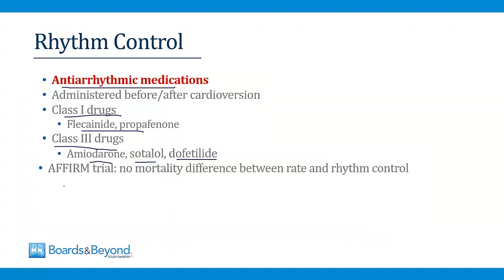And you should be aware that many years ago there was a famous cardiology trial called the AFFIRM trial. And in this trial, patients with atrial fibrillation were randomized to either a rate control strategy or a rhythm control strategy. And the trial found that there was no mortality difference whether the patient stayed in AFib with a rate control strategy or was maintained in sinus rhythm with a rhythm control strategy.